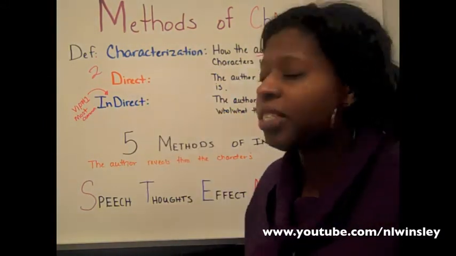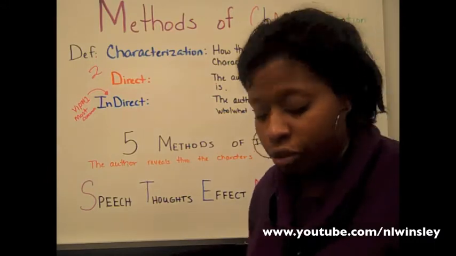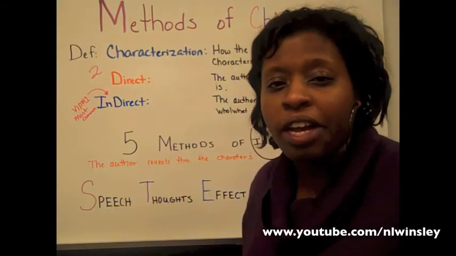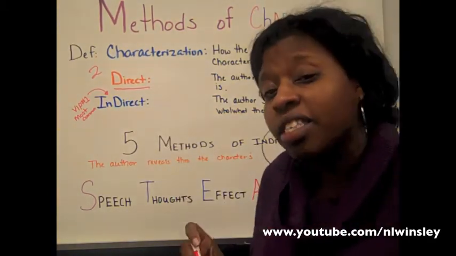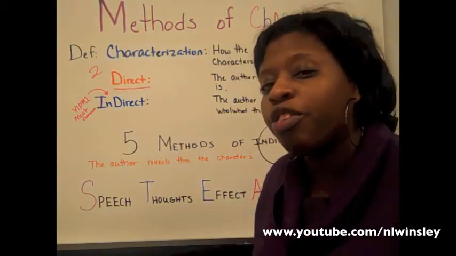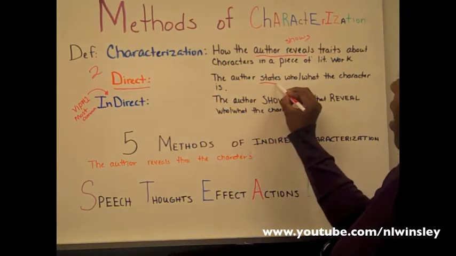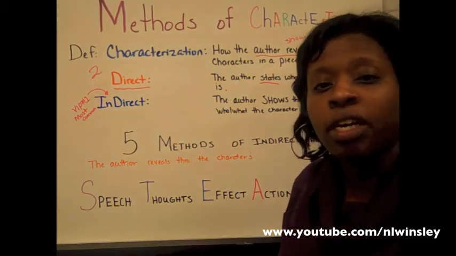Now, let's talk about the two types of characterization. There's direct characterization, and then there's indirect characterization. An easy way to remember direct characterization is the word direct, because in direct characterization, the author is literally directly stating who or what the character is.